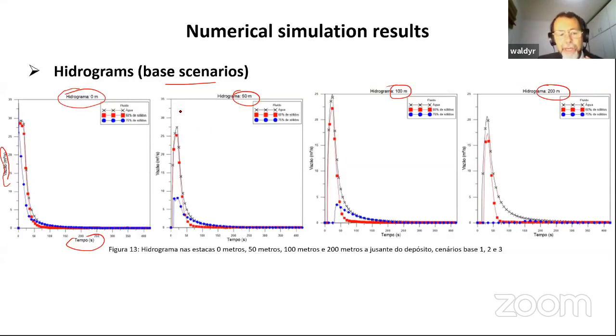The numbers 1, 2, and 3. Remember that number 1 is water. The second one is 60%. The third one is 75%. And in all these cases, of course, the material passed the section at 100 meters.